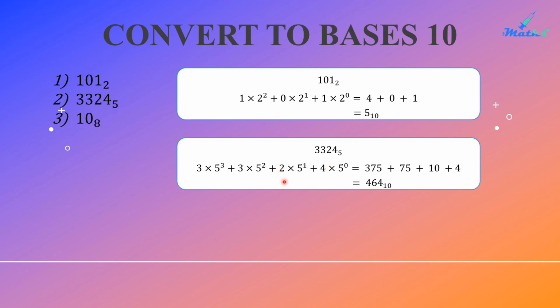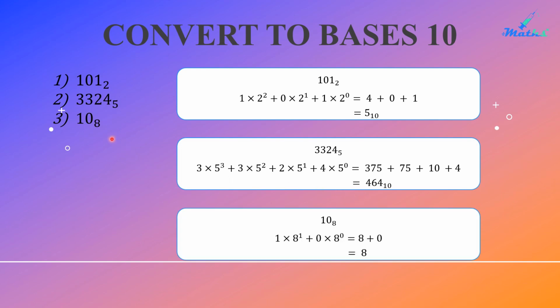Then take 2 multiply with 5 power 1, and you take 3. Third number, 3 multiply with 5 power 2, and you take the fourth number, which is also 3. 3 multiply with 5 power 3. So you will get 375, 75, 104. After you add all these, you will get 464.